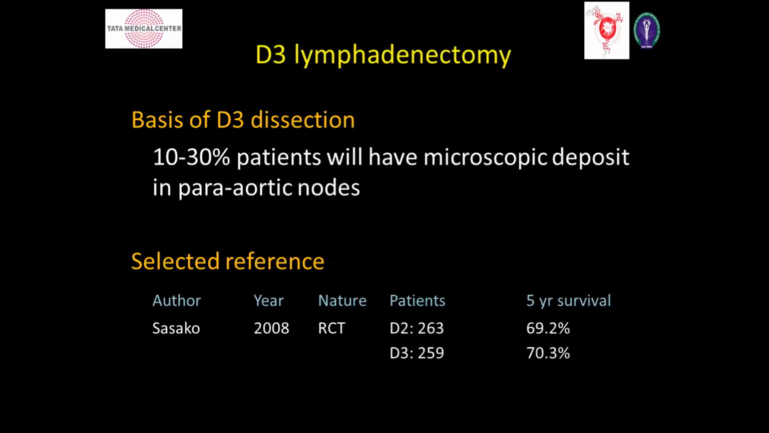Now, if we have a D2, why not D3? What is the basis of D3? The hypothesis of D3 dissection is that if the D2 lymph nodal basin has tumor in it, then there is a 10 to 30% chance that there will be micrometastasis in the D3 lymph nodes. D3 means the para-aortic group of lymph nodes. So does that group of lymph node dissection actually help?